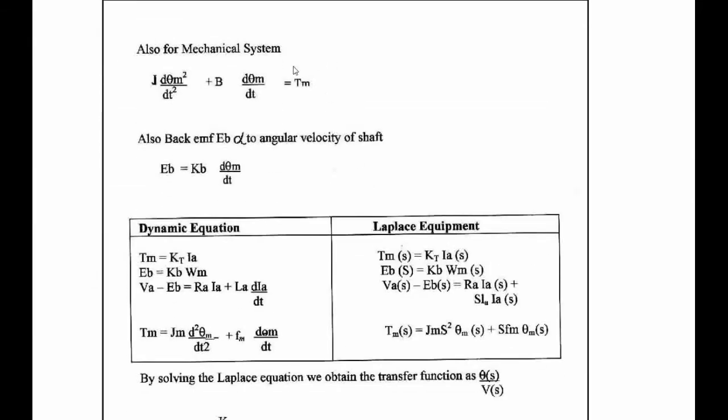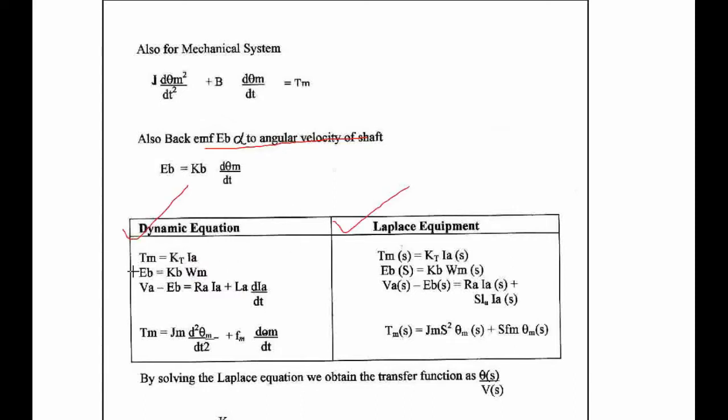Also for the mechanical system, J into d square theta m by dt square plus B into d theta m upon dt is equal to Tm. We know that the back EMF is proportional to the angular velocity of the shaft. With the help of this we can write Eb, the back EMF, is equal to Kb into d theta m upon dt. These are the dynamic equations.